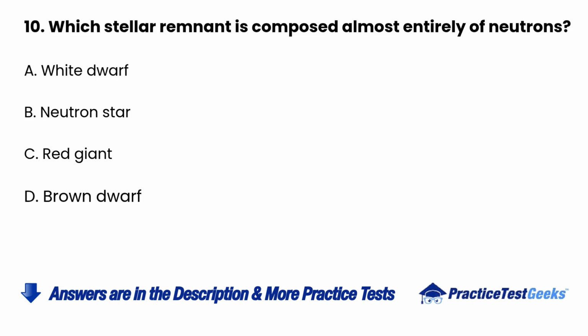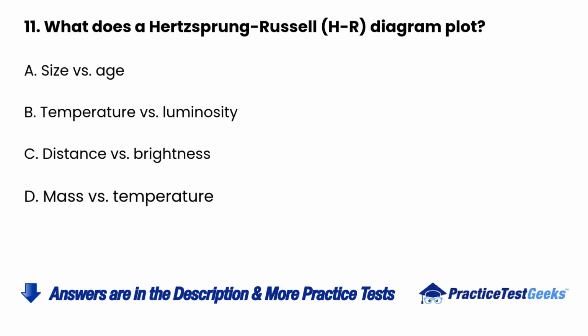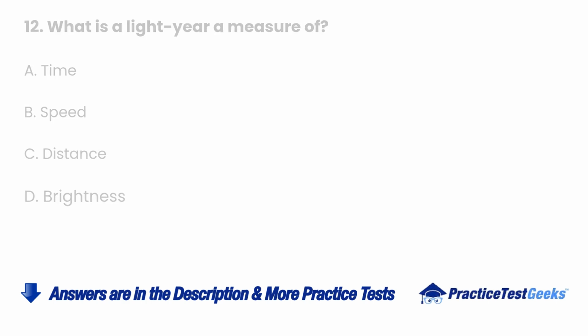A. White dwarf. B. Neutron star. C. Red giant. D. Brown dwarf. 11. What does a Hertzsprung-Russell, HR, diagram plot? A. Size versus age. B. Temperature versus luminosity. C. Distance versus brightness. D. Mass versus temperature. 12.